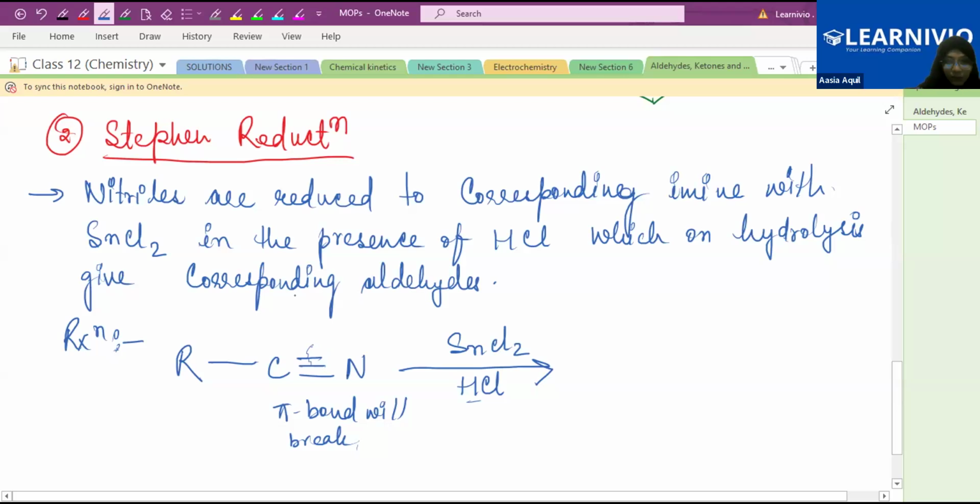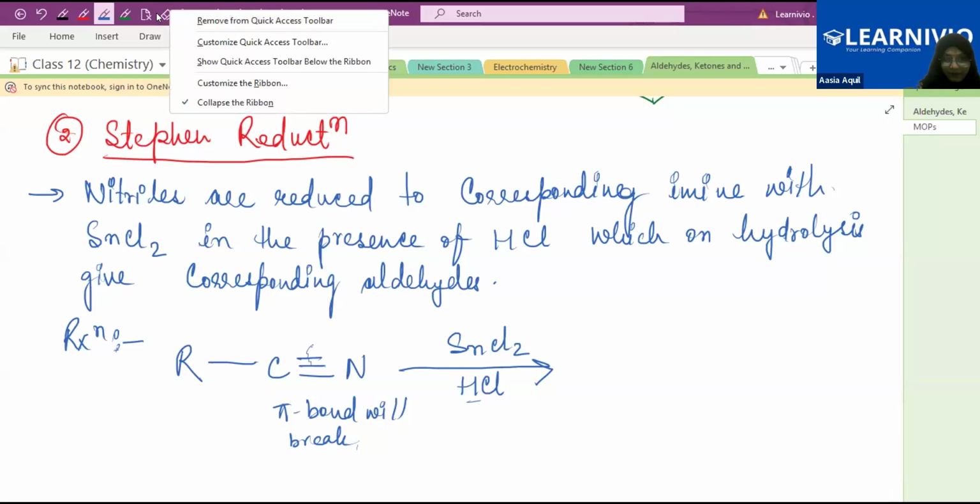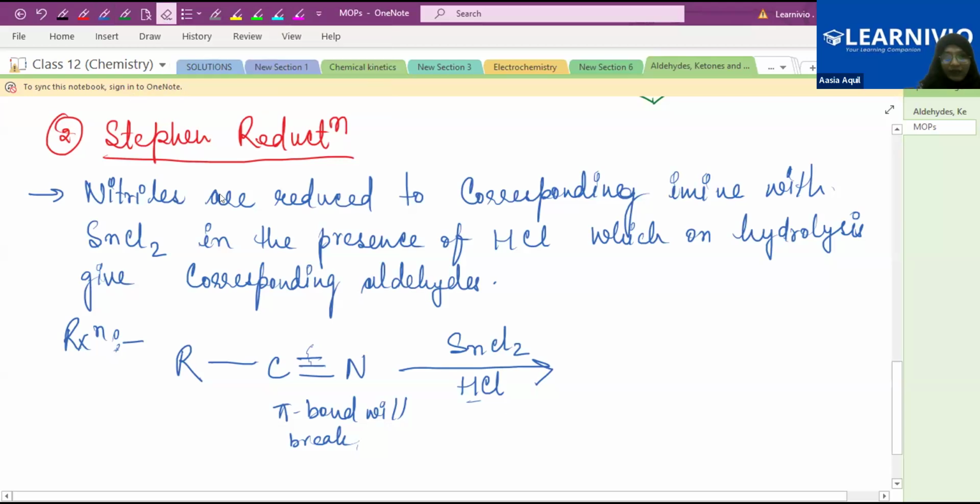So what happens? This pi bond will break, and one hydrogen will attach to the nitrogen, and one hydrogen to this carbon. So what happens over here? RCH, what are you supposed to do? Two hydrogen. Okay, one bond you will break, one hydrogen will combine with this NH, and one hydrogen will combine with the carbon, and you will get CH. And here this pi bond has been broken, so double bond and NH.